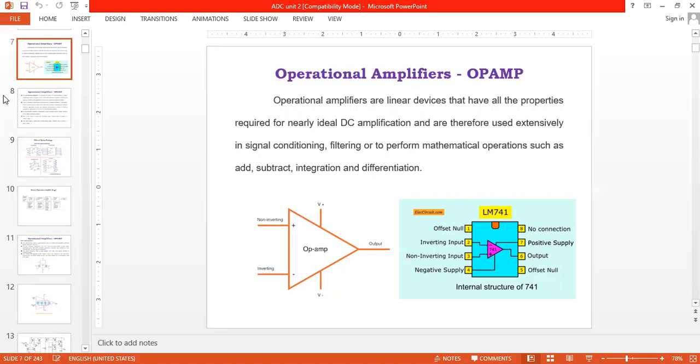Basically it is an 8-terminal op-amp. That is, it has one inverting input, another one is the non-inverting input, a positive power supply, a negative power supply, then the output, offset null, and no connection. Like that we have 8 pin numbers.